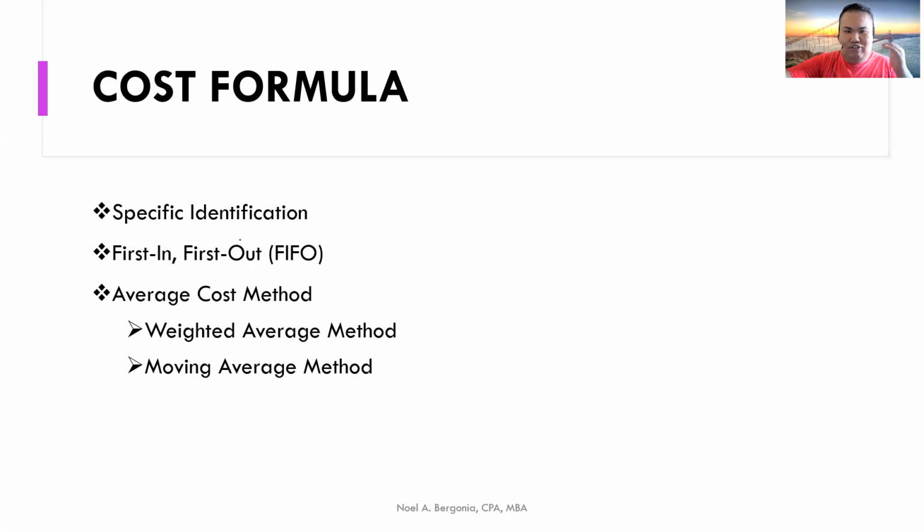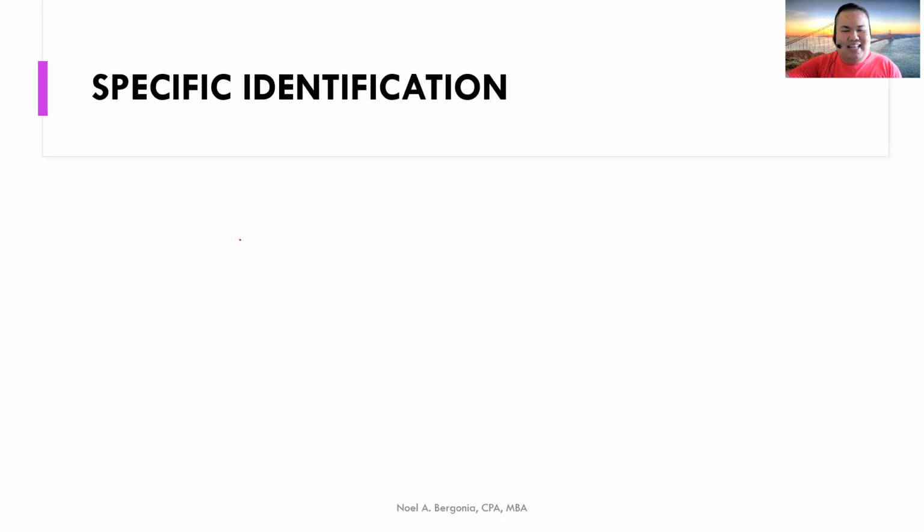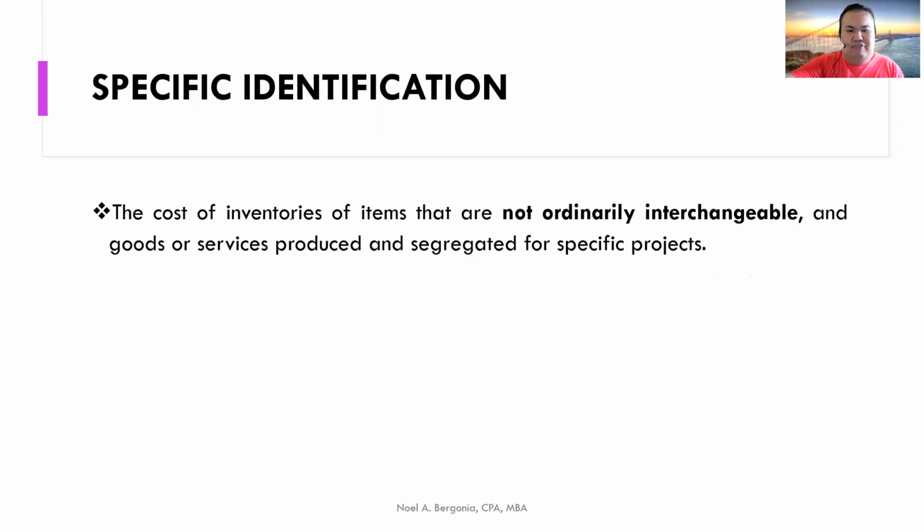The discussion of these different cost formulas is in determining how much is the cost of the ending inventory and somehow how much is the cost of goods sold. So let's start with the specific identification method. From the word itself, specific identification. So in the standard of IAS number 2, it entails that the cost of our inventories, or the items under these inventories, are not ordinarily interchangeable, and goods and services produced and segregated for specific projects.